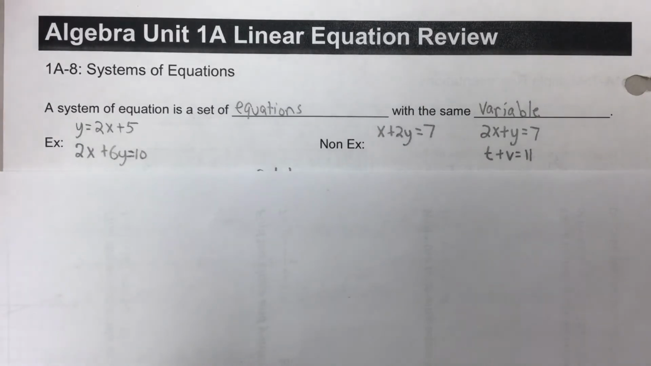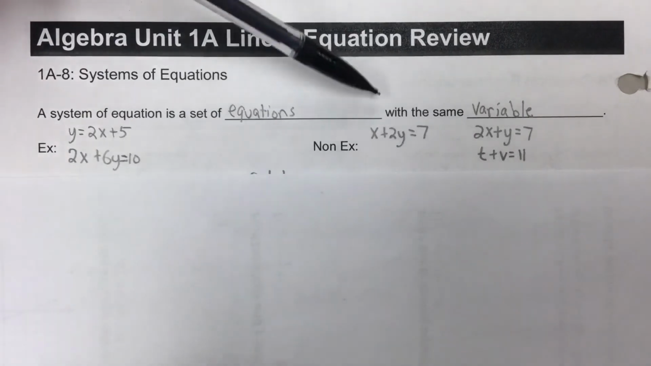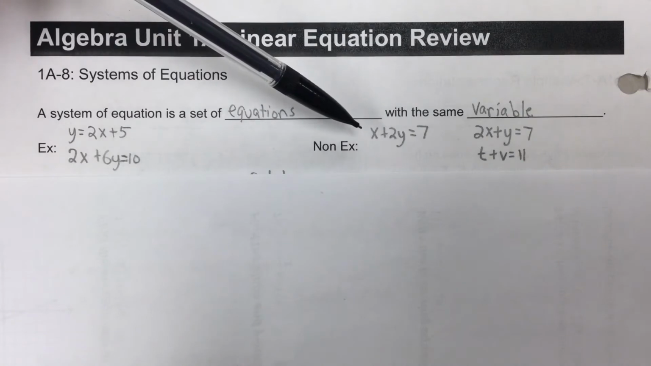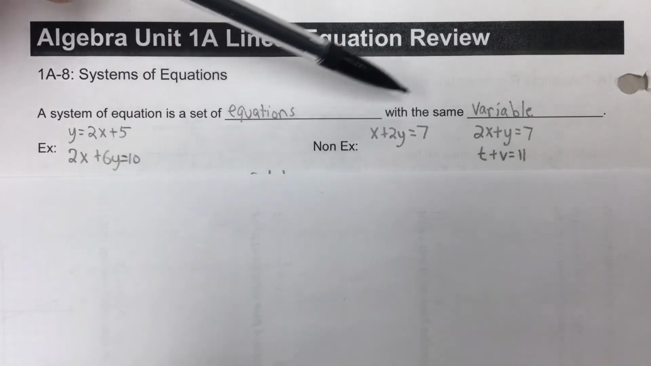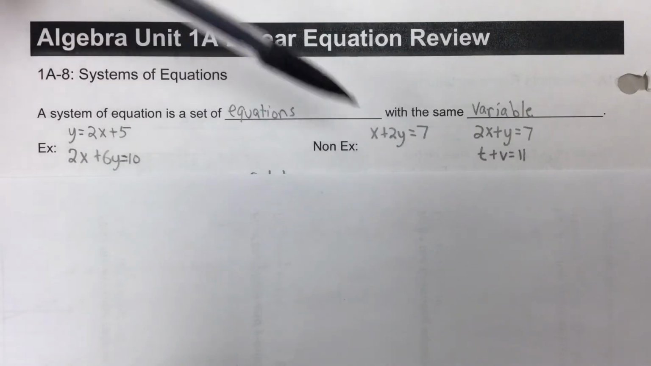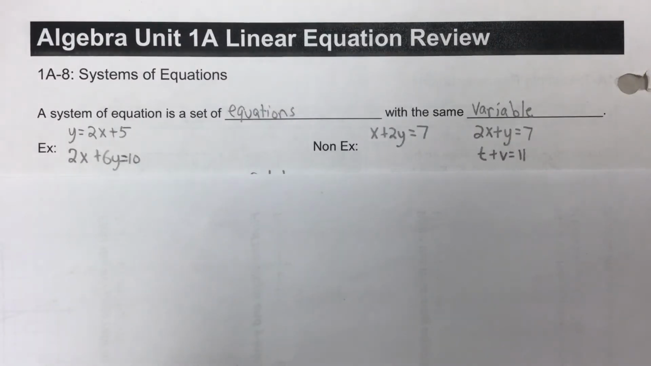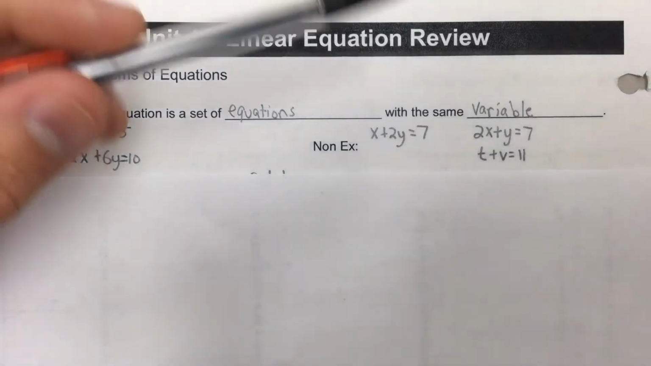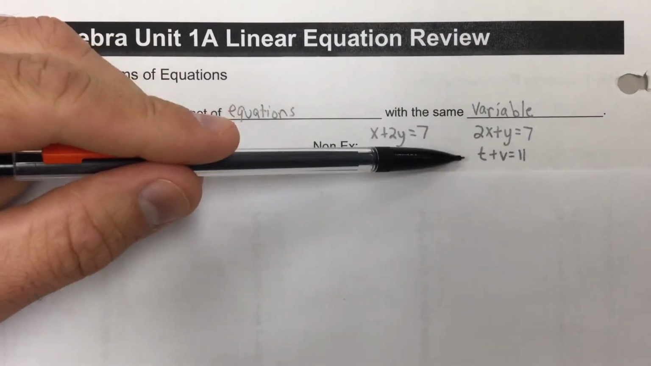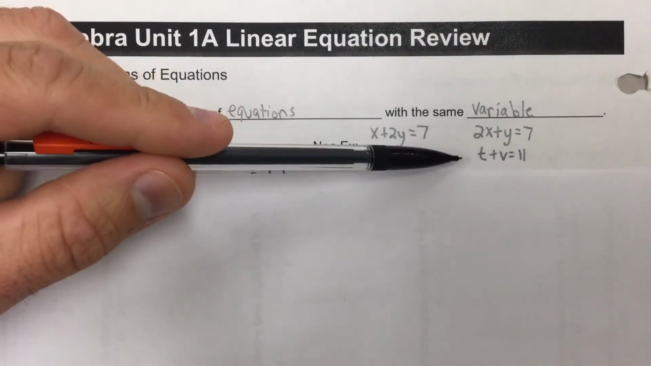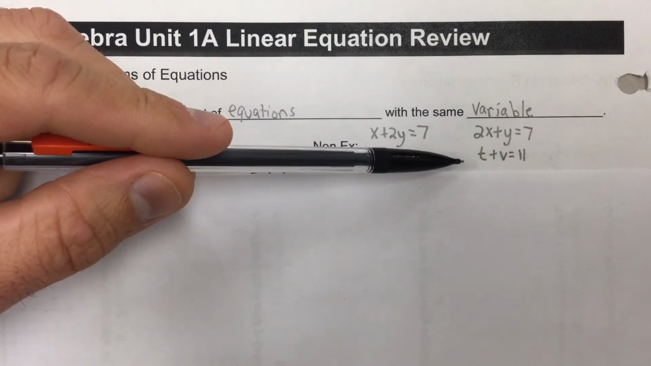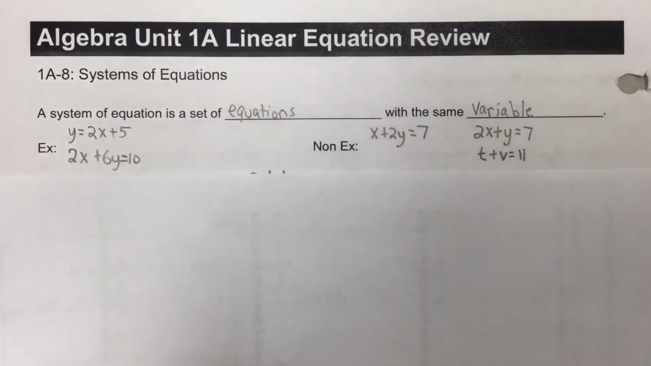If we look at our non-examples over here, we have x plus 2y equals 7. That's not a system because it's only one equation. For it to be a system, it has to be a set, so two or more. And also, this is a set. There's two equations here, but these do not have the same variable. So that is why these are not examples of a system of equations either.